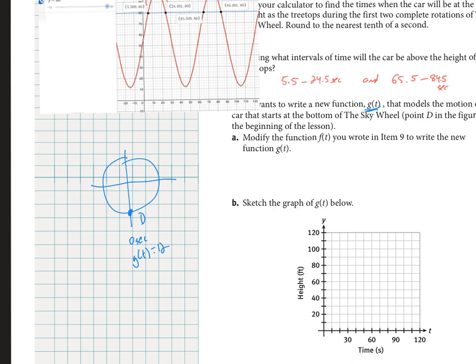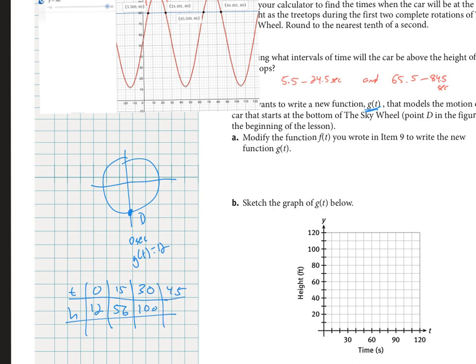Okay, so let's think about this. It's going to have the same amplitude, the same period, but let's actually draw the graph first. So here's my time, here's my height. At time equals 0, it's at 12, so it's actually starting at the bottom. And then after 15 seconds, it'll be up to that 56 point. After 15 more seconds, it'll be up to that maximum point.